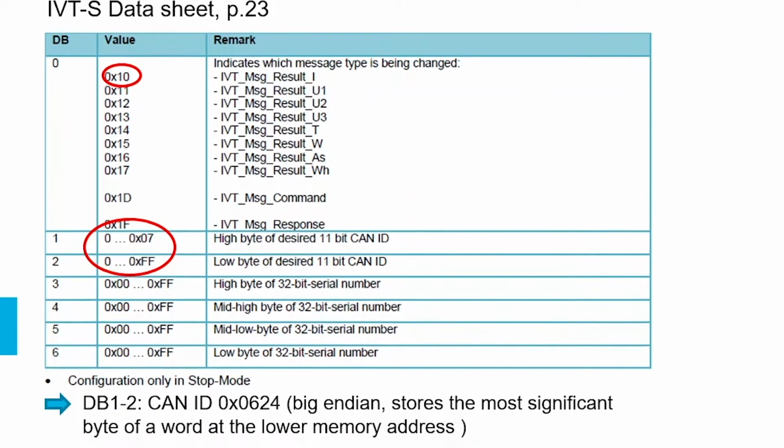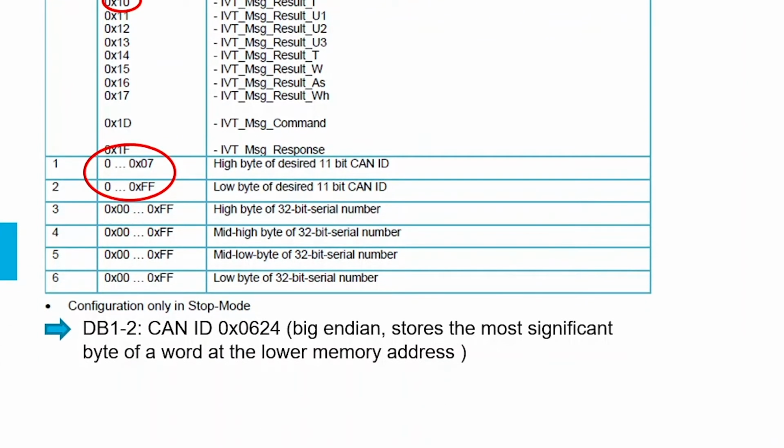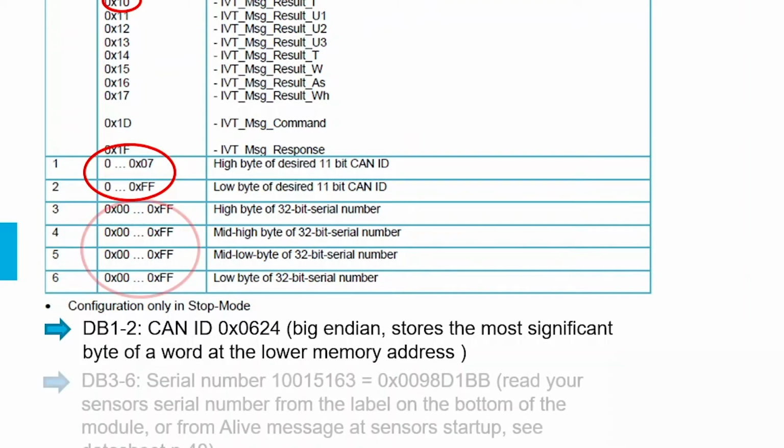Please be mindful that IVT-S is configured by default to big endian. That means it stores the most significant byte of a word at the lower memory address. That means you have to enter the CAN ID like so: 0624 over data bytes 1 and 2.